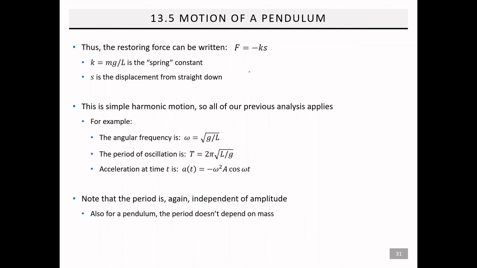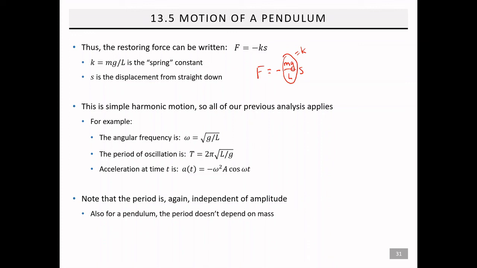So for small angle oscillation of a pendulum, we have that the force is equal to minus mg over L times S. And if you compare this with Hooke's law, you'll see that this mg over L is supposed to be our k. This is our spring constant. And then S is the displacement from straight down. Again, that's the arc length.